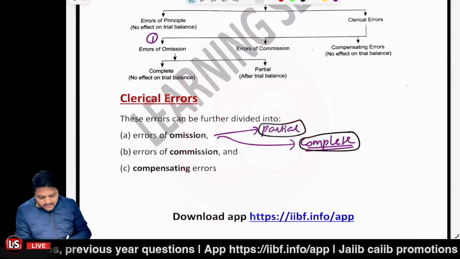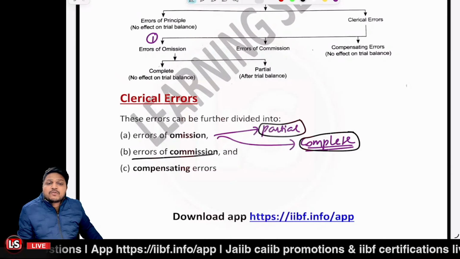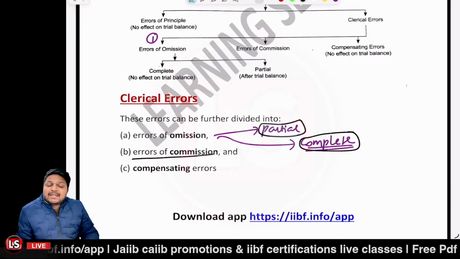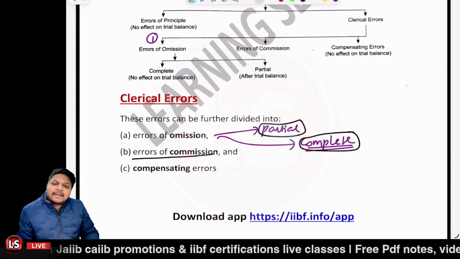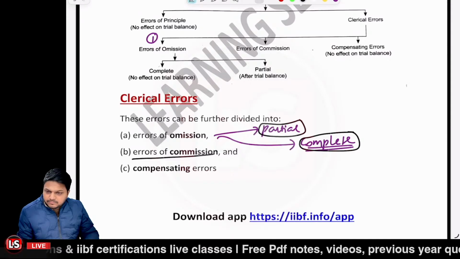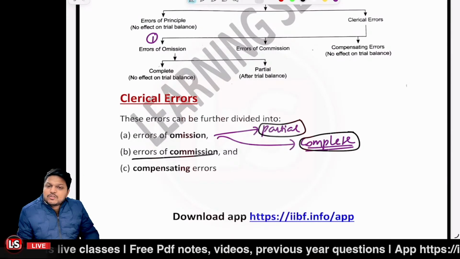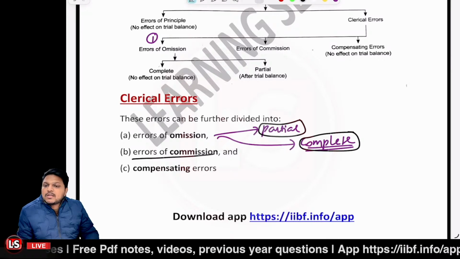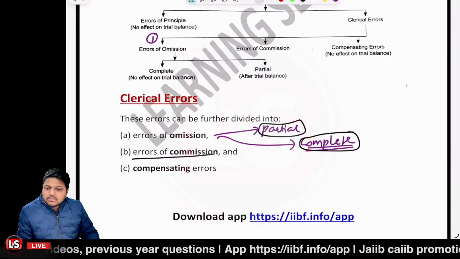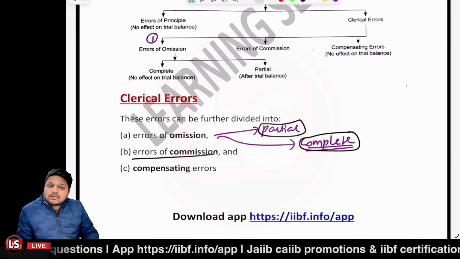Further, the second one is related to error of commission. Error of commission is related to what? That you have posted the correct amount but you have posted it on the wrong side. You want to debit the account but you have posted it on the credit side, right? It could be the case that you have posted the wrong amount. You were to mention rupees 3,000 but you mentioned rupees 30,000. It could be related to wrong amount on wrong side also, that you were to debit rupees 30,000 but you credited the amount 3,000, right?